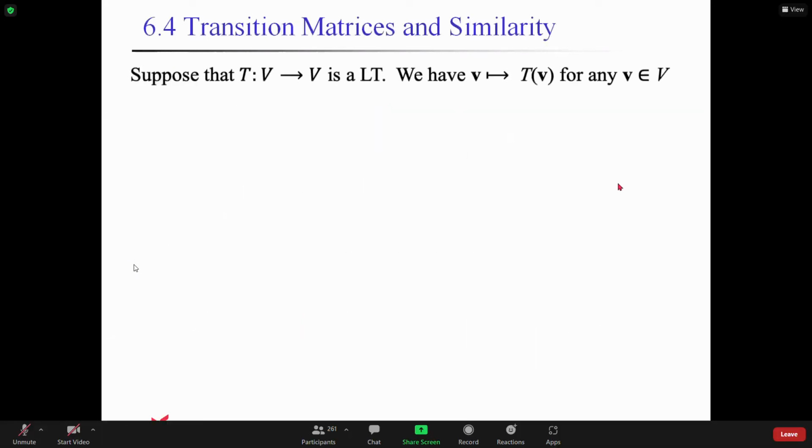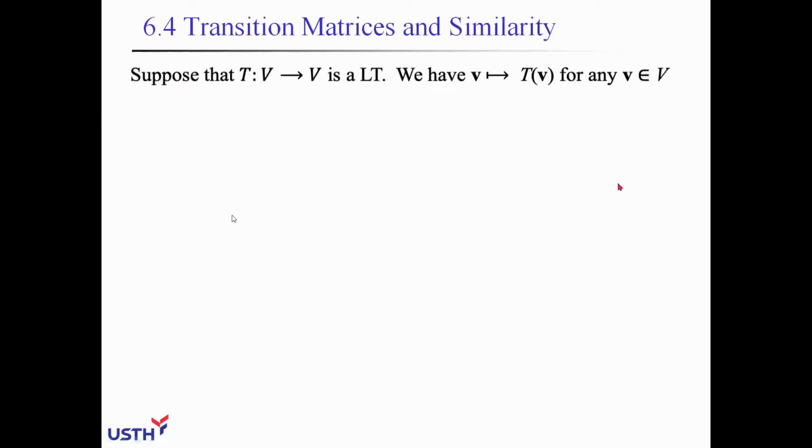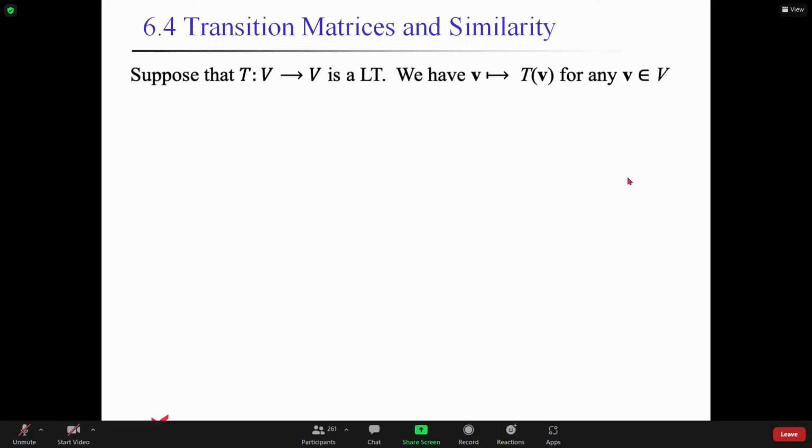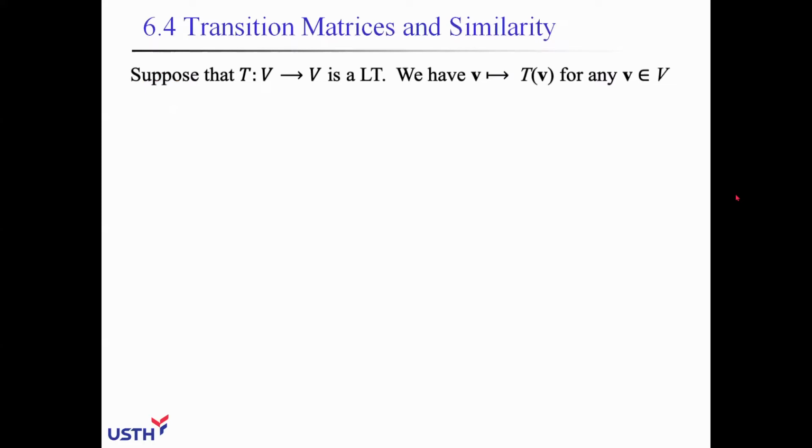Now, as I told you, I am going to explain to you what a transition matrix is, that we studied already. A transition matrix is a change-of-basis matrix (chuyển cơ sở). Now suppose that T from V into V is a linear transformation. That is, T from V into itself, nothing changed. With that, V will be mapped to T of V.